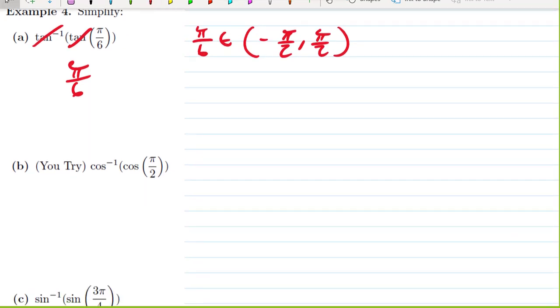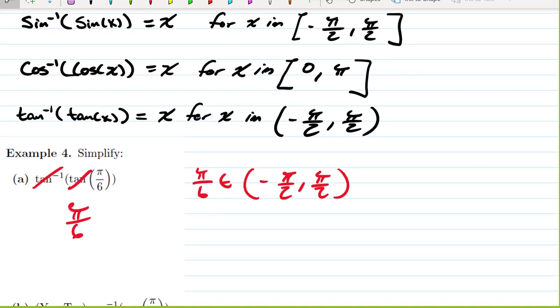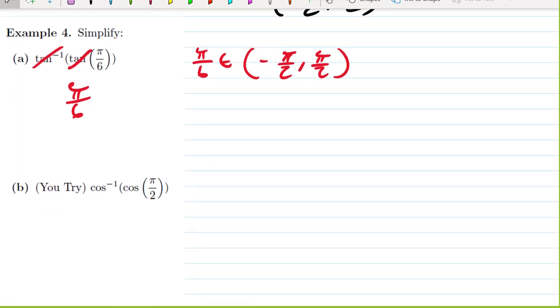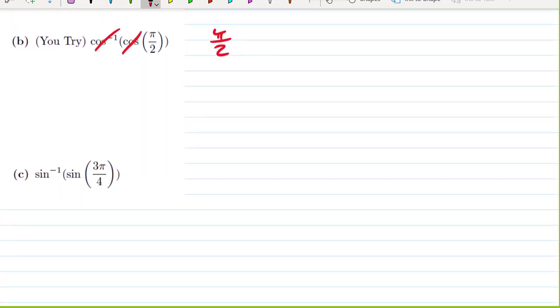All right, so next one is for you guys, so let's go ahead and do that. So we check for cosine inverse of cosine, the input needs to be between 0 and pi. Well, pi over 2 is, so these two guys reduce out, and we get just pi over 2.